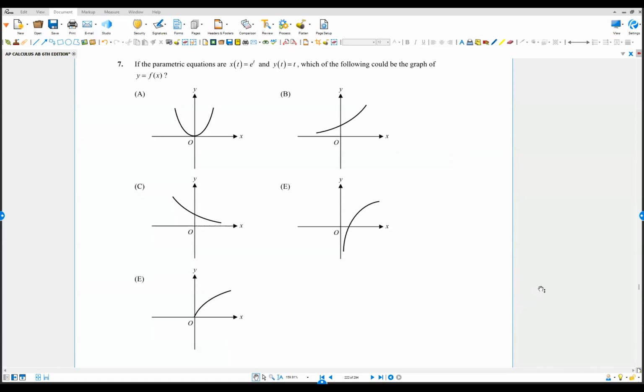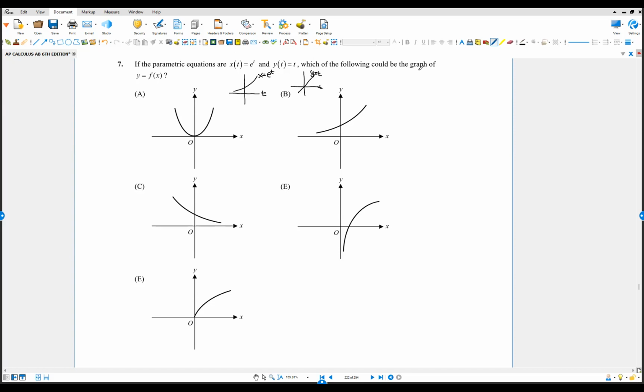So the parametric equations are x(t) equals e to the t. The value of x is a function of t. If this is t and this is x(t), what is the graph? x is e^t, so t is the independent variable and x is the dependent variable; it depends on the value of t. And y(t) is t, so y equals t.